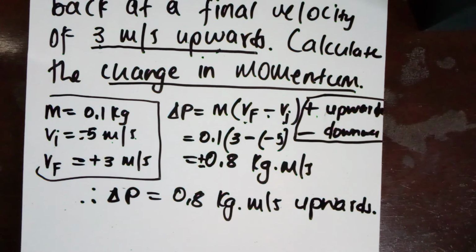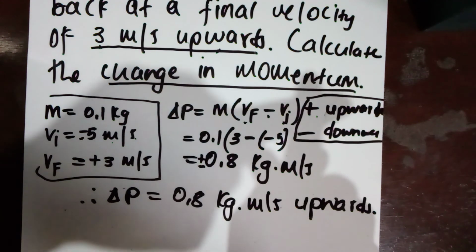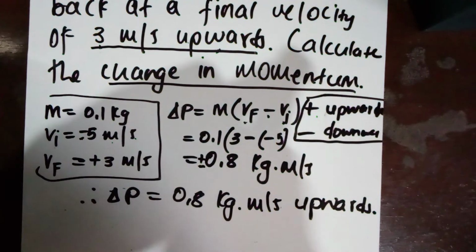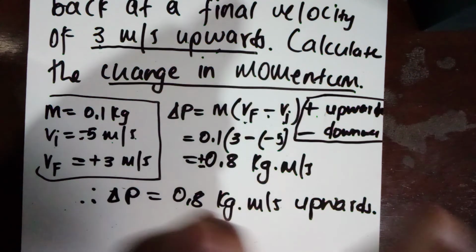And yeah, this brings us to the end of this lesson. Remember what we did. We just defined what linear momentum is. You need to be able to know that definition. We also calculated the momentum of a moving object, and we also calculated the change in momentum of a moving object.